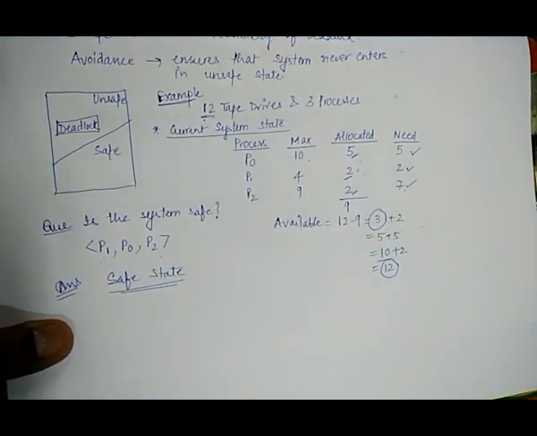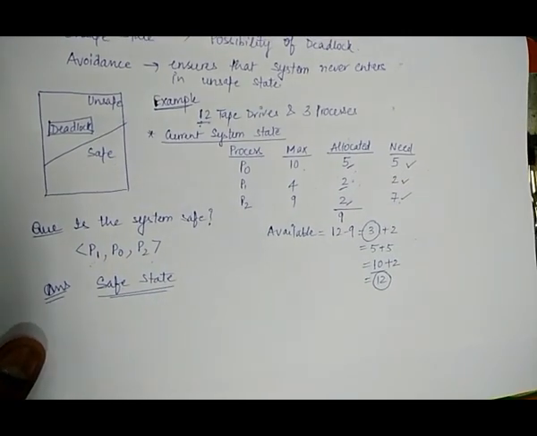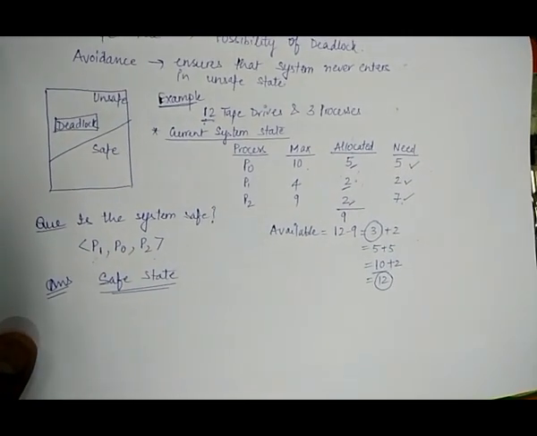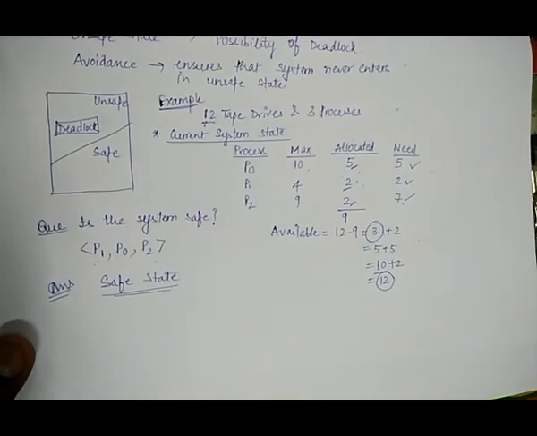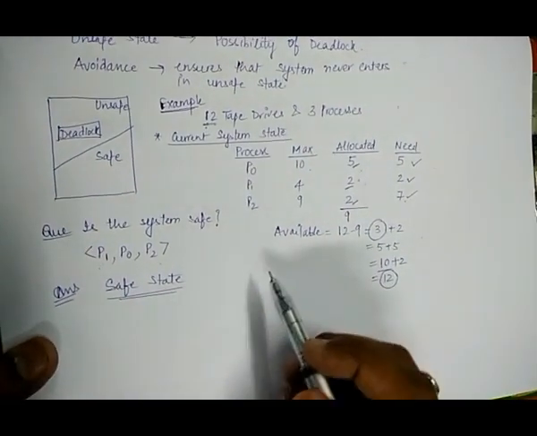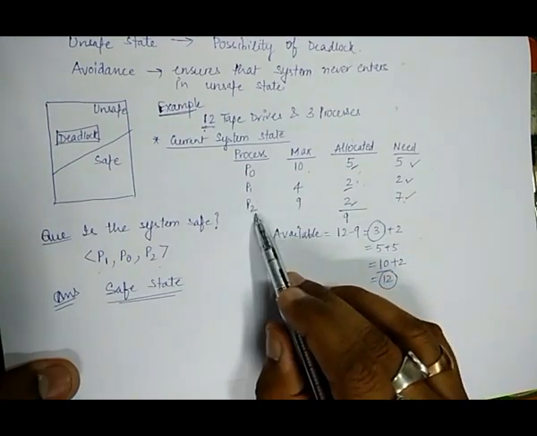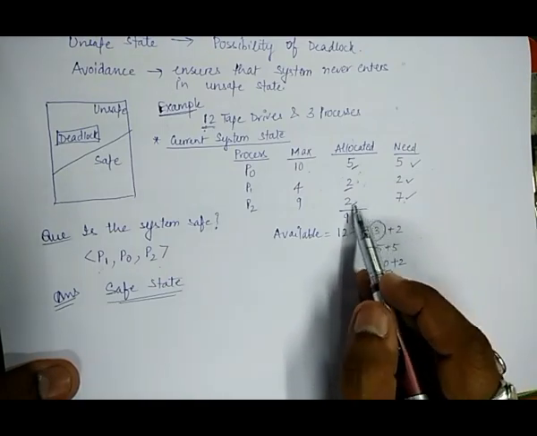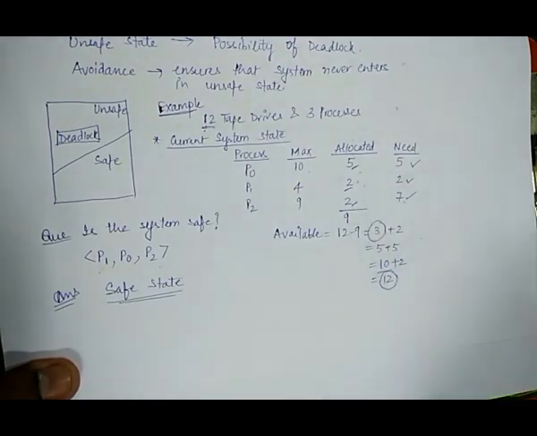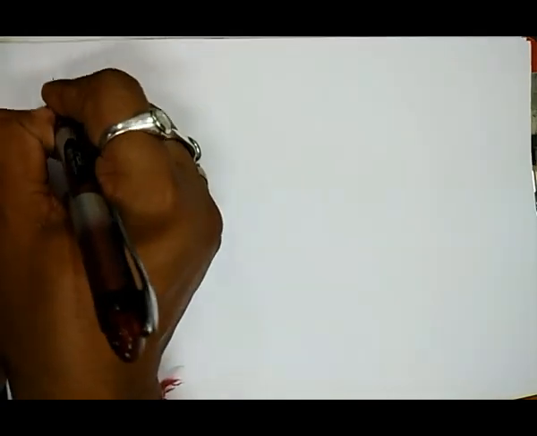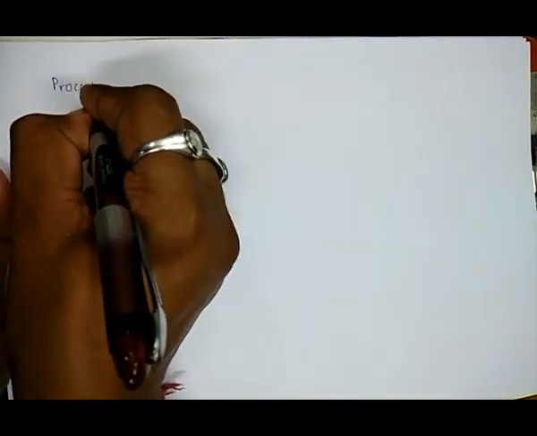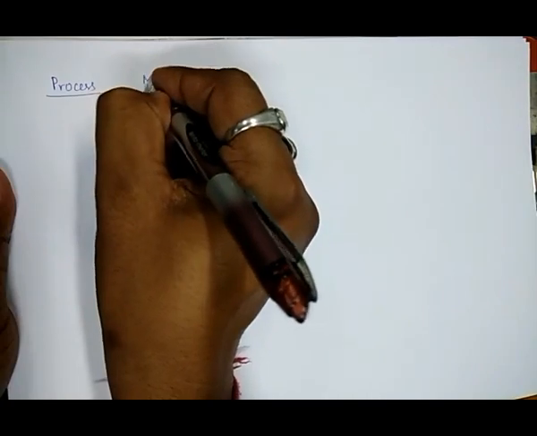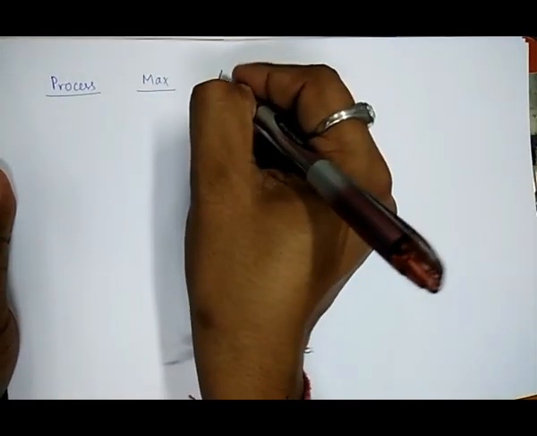Okay, now let us add some more complications to it. Okay, now assume that at any particular moment this P2 process requests one more resource, that is tape drive, and gets allocated. Okay, so new system state will be like the process, its max need and its allocation.